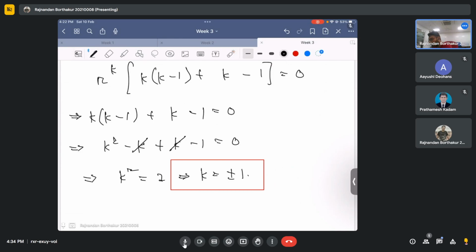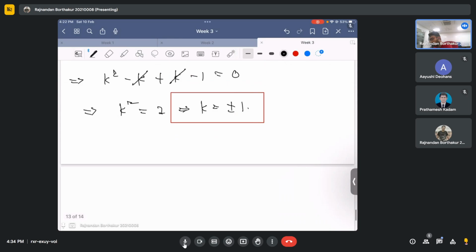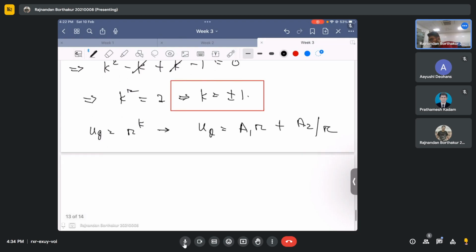So now, since we got k to be equal to plus and minus 1, what will be u theta? We assumed u theta to be of r power k, so this u theta would now become a1 times r power 1 plus a2 times r power minus 1, which is just a2 by r, because there has to be a linear combination of these two terms. Okay, so far so good. This, let's say, I'll name it as an equation.